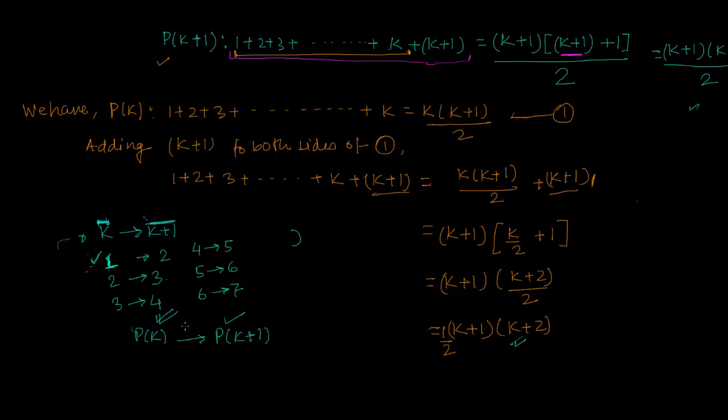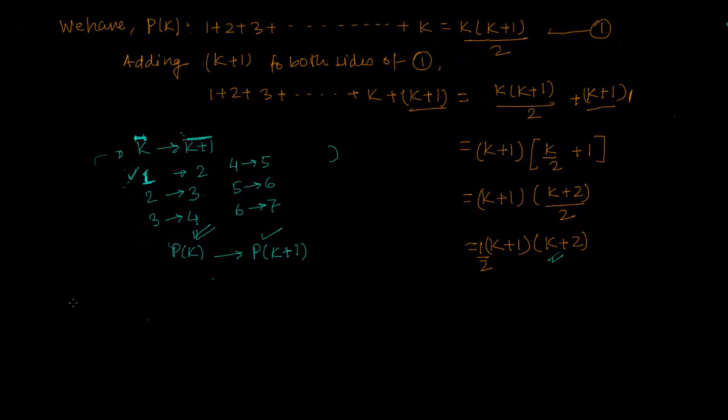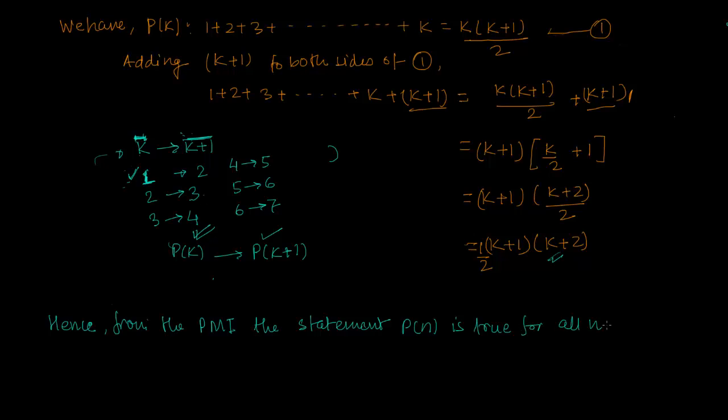And this is technical, so you write a sentence here that completes it, and many times if you do not write that sentence, they cut a mark or so, okay? So hence, from the principle of mathematical induction, we had started with the statement P(n) which had an LHS and an RHS, right? The statement P(n) is true for all natural numbers n, correct?